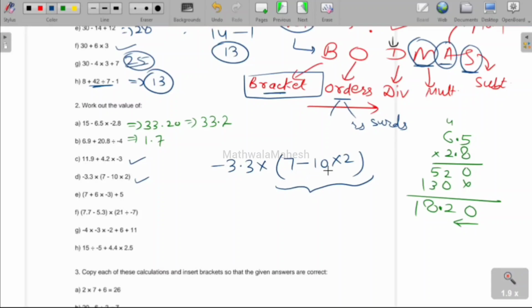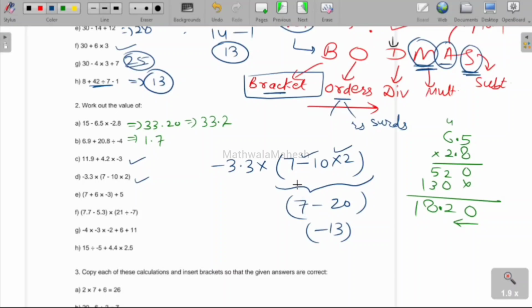So 7 minus 10 multiplied by 2. In the bracket there is multiplication and there is subtraction. So we will first multiply and then we will subtract. So 10 into 2 is 20 and minus 7. So 7 minus 20 is minus 13.